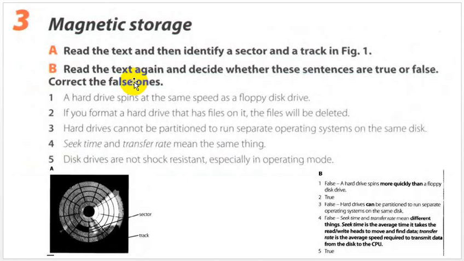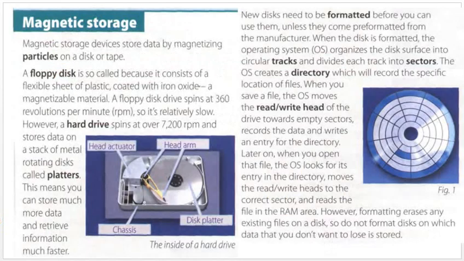Okay, read the text again and decide whether these sentences are true or false. Correct the false ones. Please first read the article and then decide which one is true and which one is false. If you can't find the true and false ones, here is the answer key. Okay, let's go for reading.